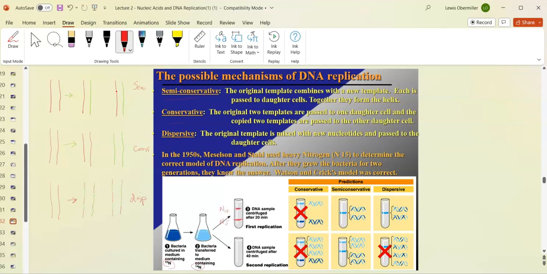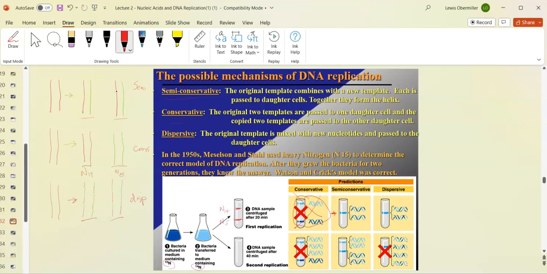So if it was fully conservative, you would have one strand with the old, which would be N14, and one strand with the new, which would be N15. So we would expect two bands, and they didn't get that. So they could rule that out immediately. What they got was a single band, and so that meant that these had to be the same weight, right? Which you can see there's equal amounts of red and green on both of the new strands. This could also be the same weight.